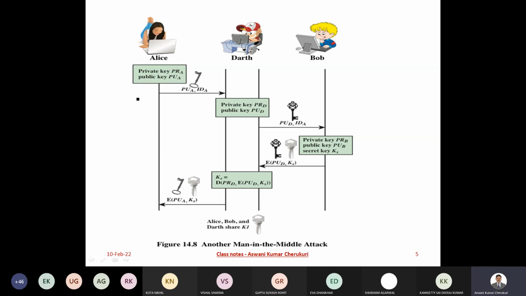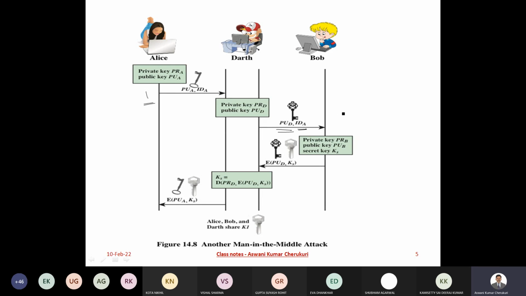So if you notice, the first step is sending the public key of A and the identifier of A to B. While sending the public key and identifier of A, Darth will capture the public key of A, and Darth will send the public key and identifier of Darth to Bob.